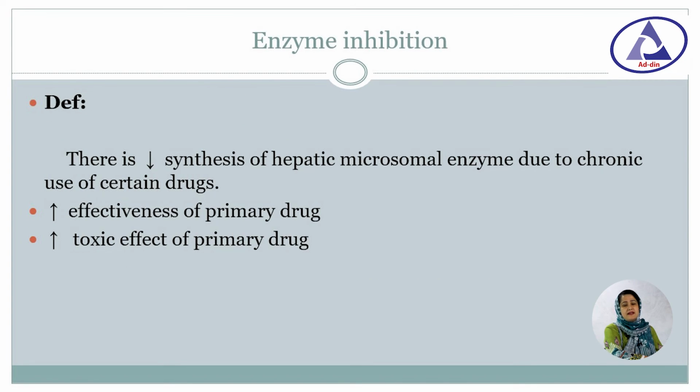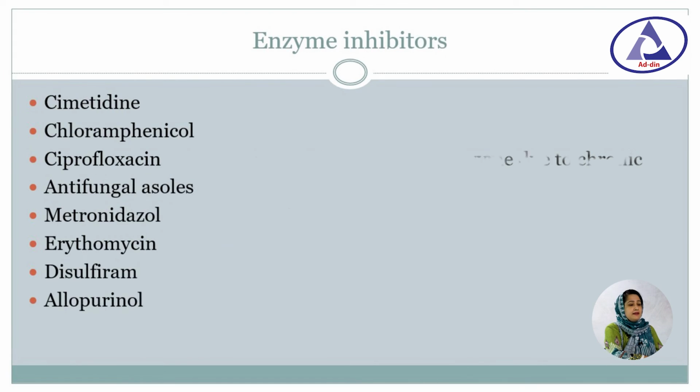Enzyme inhibition. What is enzyme inhibition? There is decreased synthesis of the hepatic microsomal enzyme due to chronic use of certain drug. Here, increased effectiveness of the primary drug and increased toxic effect of the primary drug. The enzyme inhibitors are cimetidine, chloramphenicol, ciprofloxacin, antifungal azoles, metronidazole, erythromycin, disulfiram, allopurinol, etc.